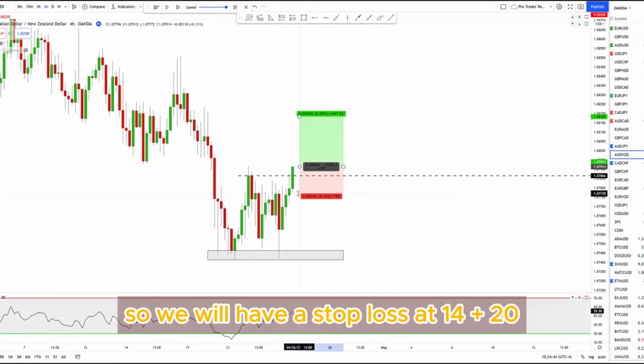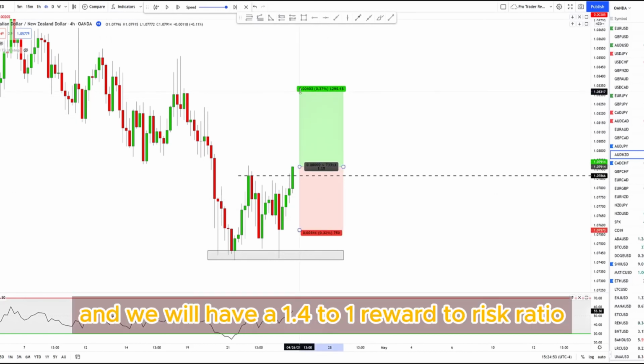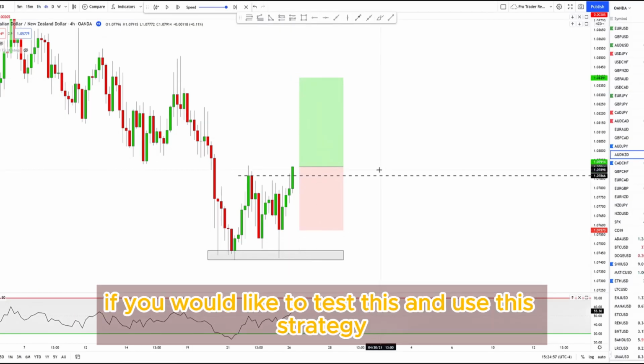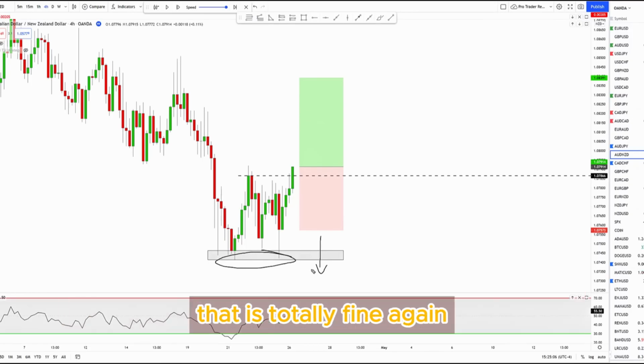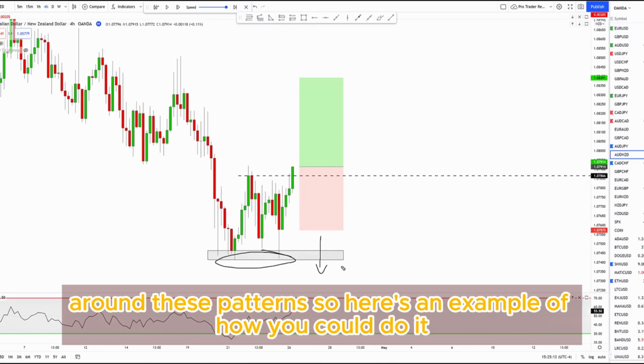So we will have a stop loss at 14 plus 20, which is going to be 34 pips. And we will have a 1.4 to 1 reward to risk ratio, which is right up here. Now, of course, if you would like to test this and use this strategy the same exact way, but put your stop loss below the lows of the double bottom, that is totally fine.